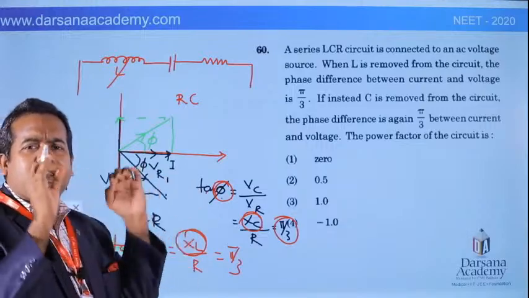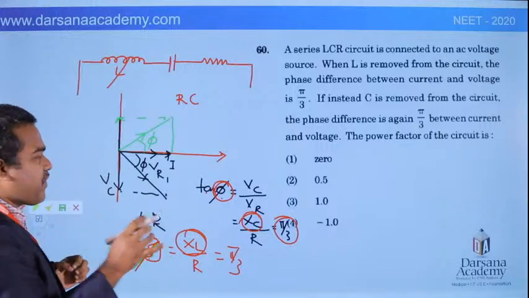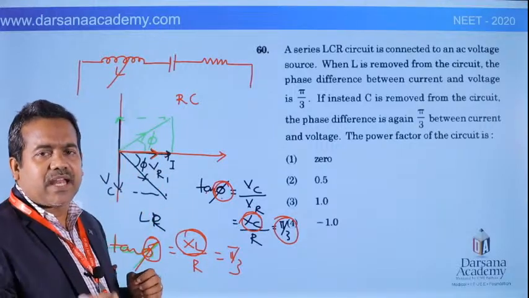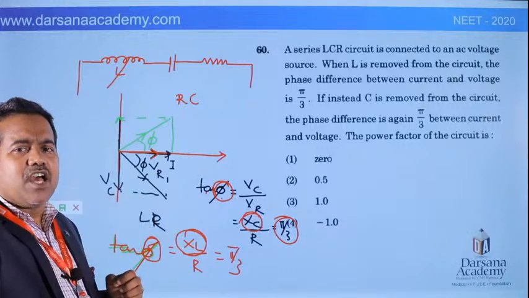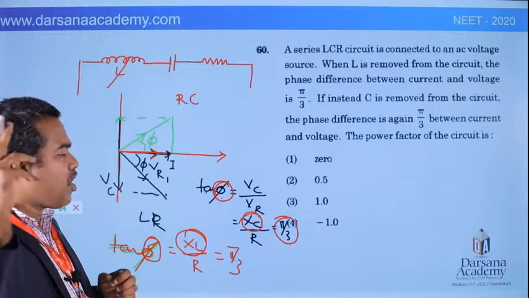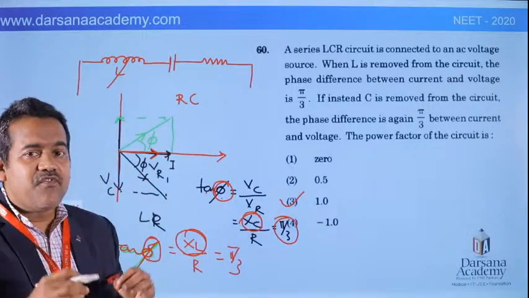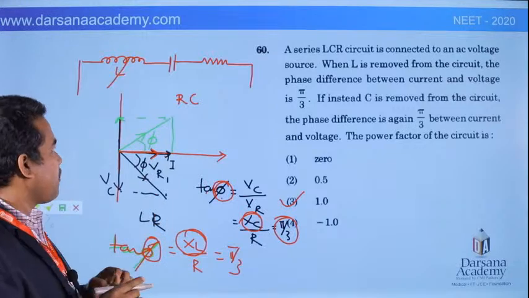For a purely resistive network, the phase difference between the voltage and the current becomes 0. So the power factor, cos 0, becomes 1. So 3 is the answer. A very good question among those 45.